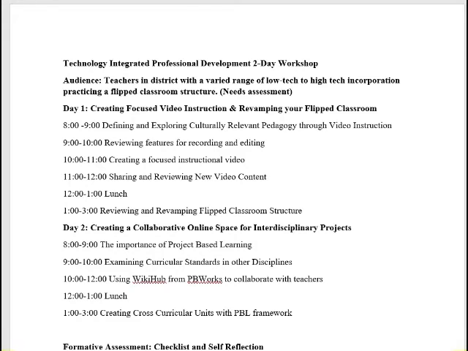So if we take a look at my agenda for our two-day workshop, I want you to keep in mind that this is for an audience of teachers who have a varied range of low-tech to high technology incorporation in their classrooms, particularly that of their flipped classroom structure.